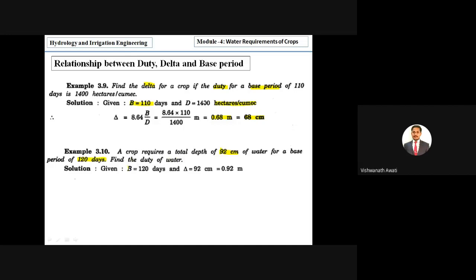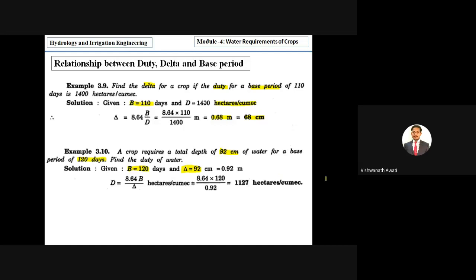So here they have given the base period, it is 120 days. Then they have given delta, here it is 92, right? In terms of meters, it is 0.92. So if they mention depth, it is a delta, right? Then what do we have to calculate? We have to calculate duty. So then use the same equation, 3.6 equation, substitute the values, then you will get the duty, right?